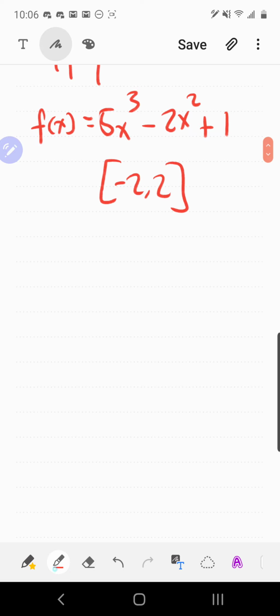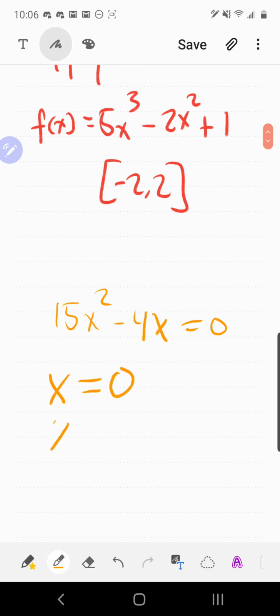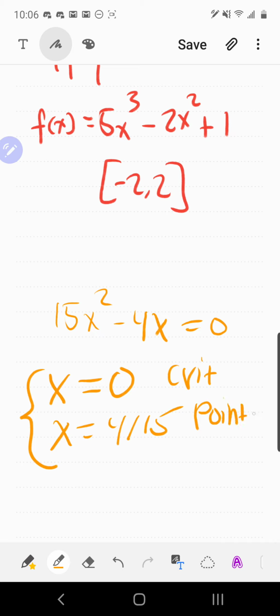What is the first derivative of 5x cubed minus 2x squared plus 1? That's 15x squared minus 4x equals 0. All right, let's see if we can solve for x now. x is going to be equal to 0 or 4/15. So that gets our two critical points, which will help us in doing our second derivative test, which will help us find the min-max or inflection.